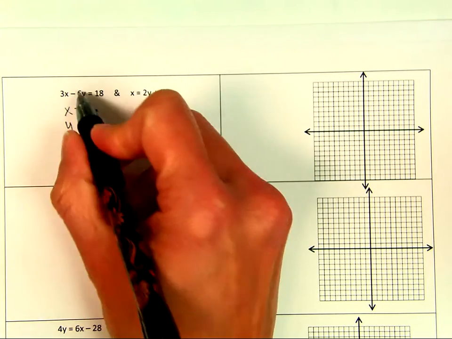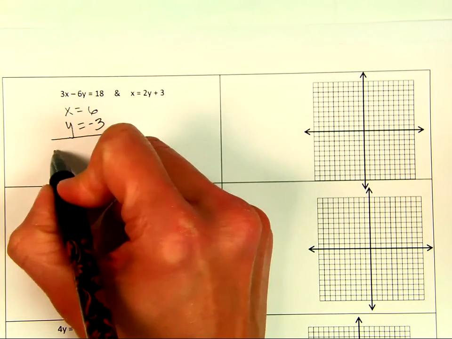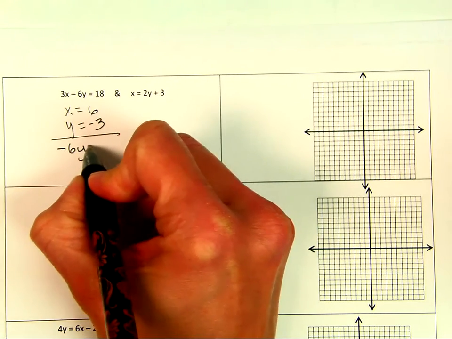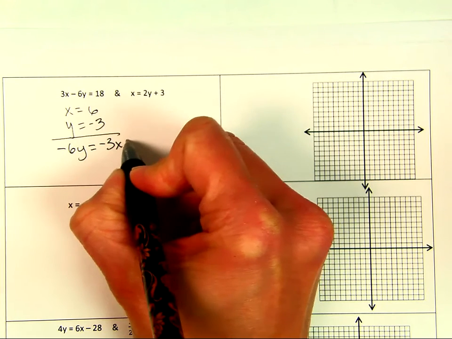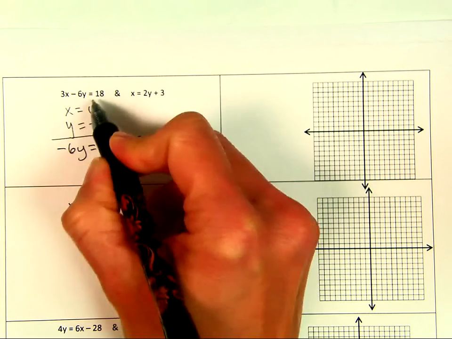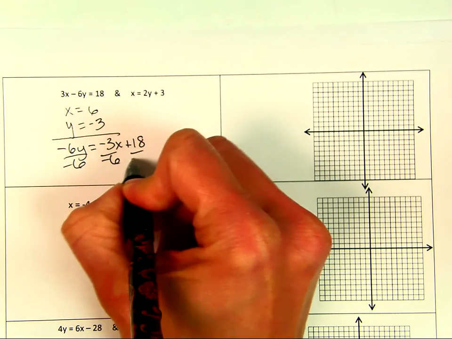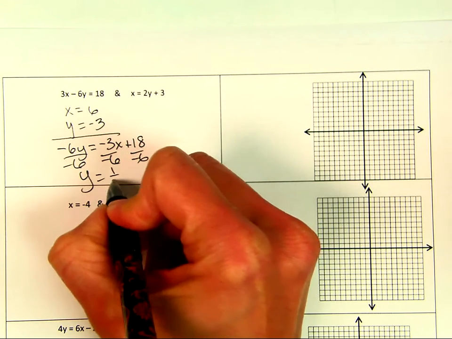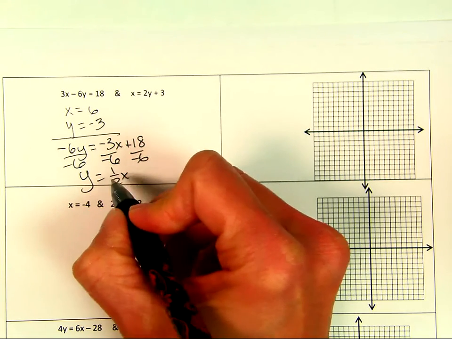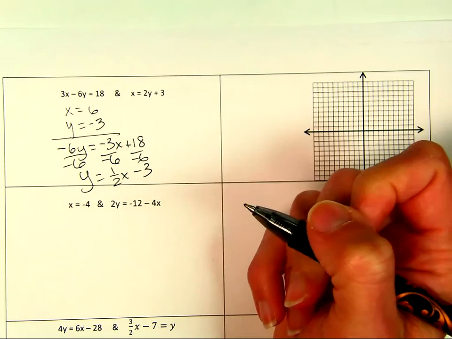So let me get y alone. I'm going to subtract 3x from both sides. So I get -6y. Watch that negative, because that's where a lot of people forget to put that little negative. Now I'm going to divide both sides by -6 to get y alone, because that tells me what the slope is. So now I know my slope is 1/2, and my y-intercept is -3.